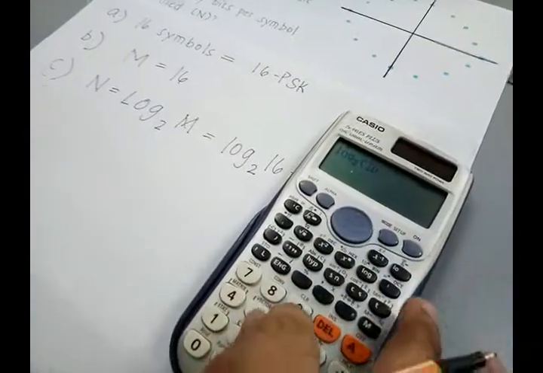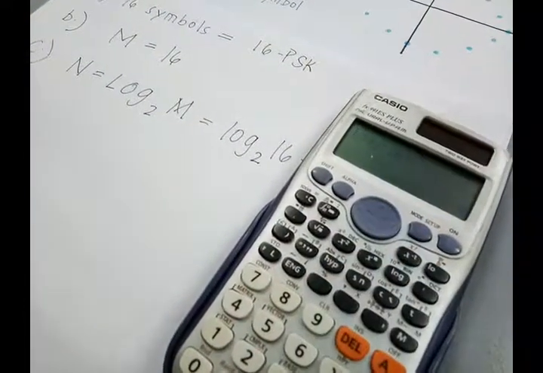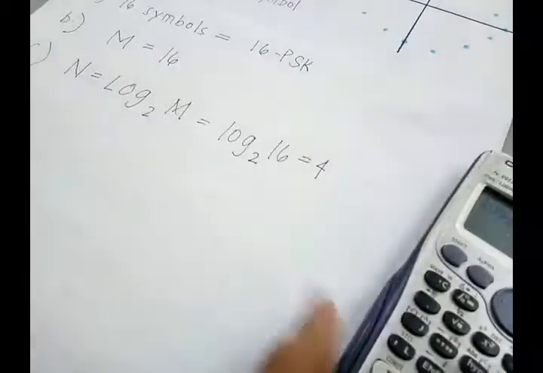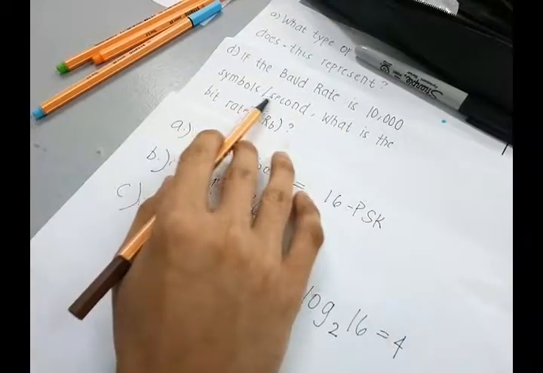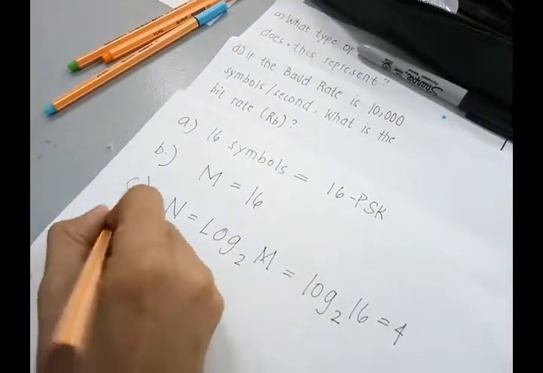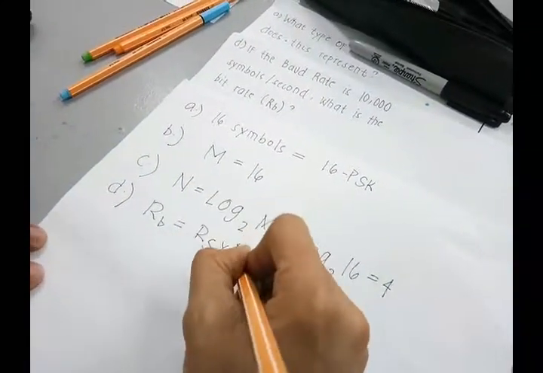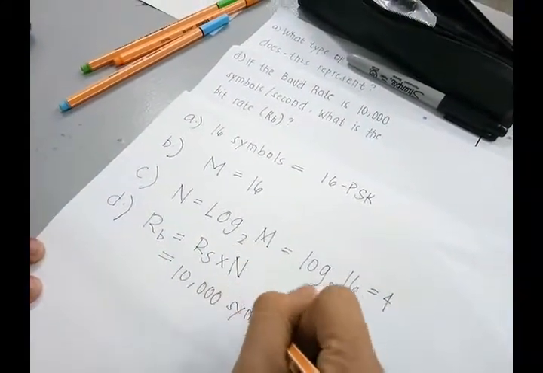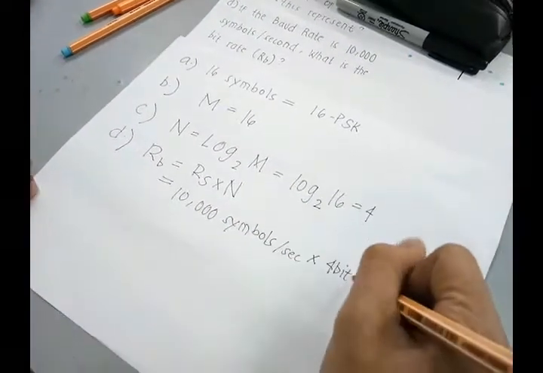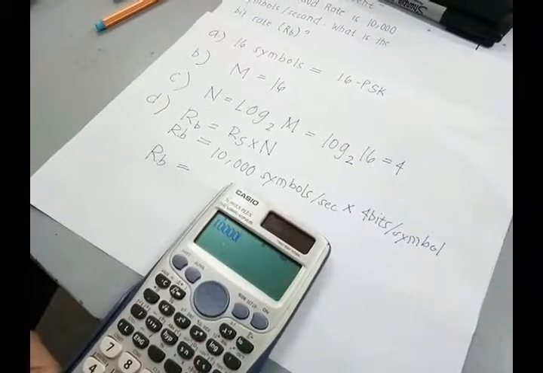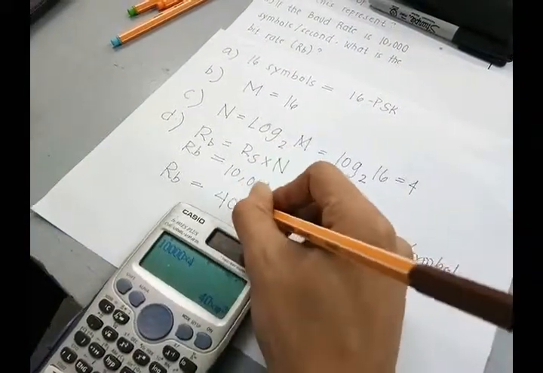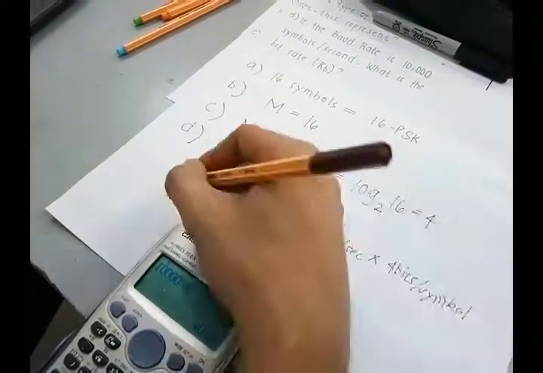Now for the C part, we're going to use the formula N equals logarithm base 2 of M, which is 16, so logarithm of 16 is equal to 4. Now for the last part, we have a baud rate of 10,000 symbols per second, and we're going to multiply it with our N, which is 4 bits per symbol, resulting in an answer of 40 kbps.